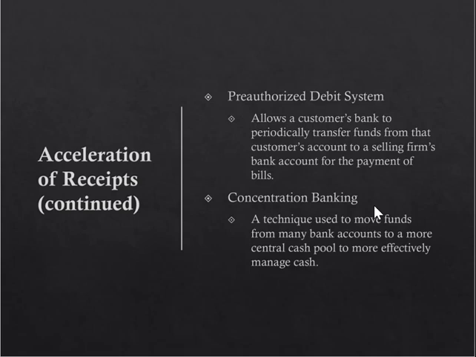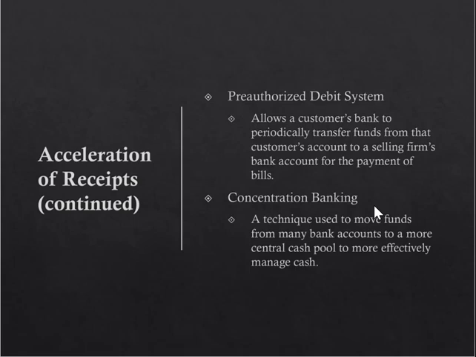There are other things called pre-authorized debit systems. You may have this if you've got a gym membership or something, where you say, okay, I'm going to authorize you to debit my account every month for my gym membership. That's one way to reduce your accounts receivable and accelerate your receipts.